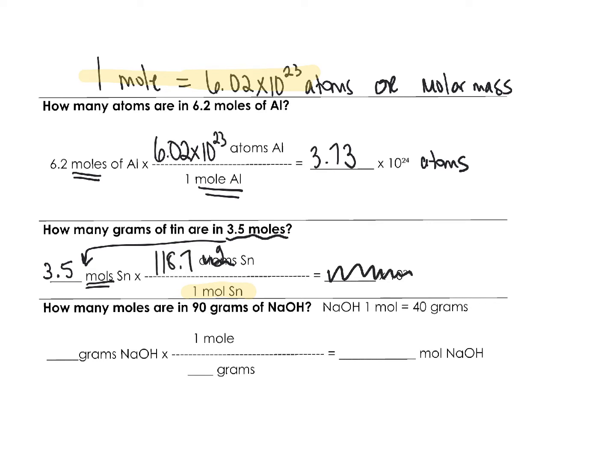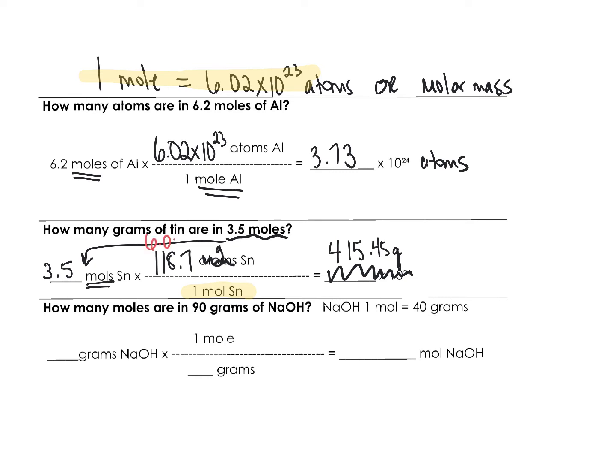So if you changed it so that you were getting grams, you would have done 3.5 times 118.7, because that's the molar mass of tin, and you should get 415.45 grams.